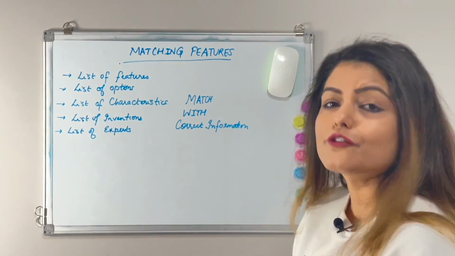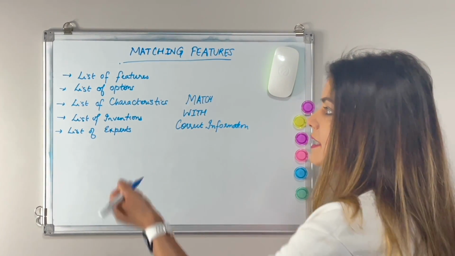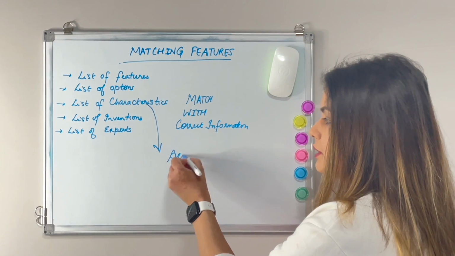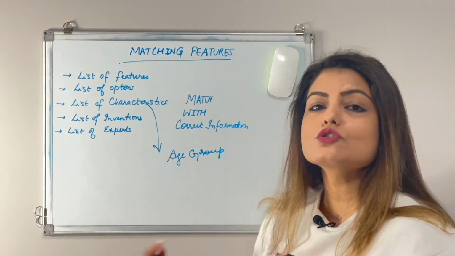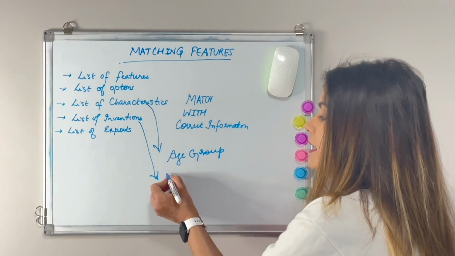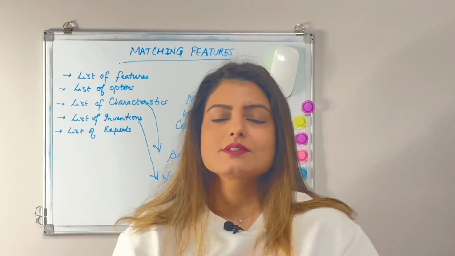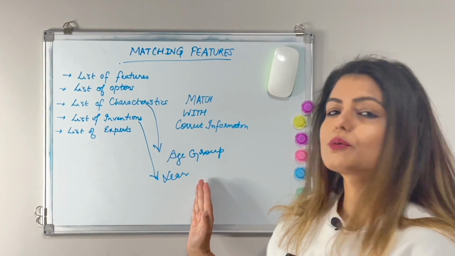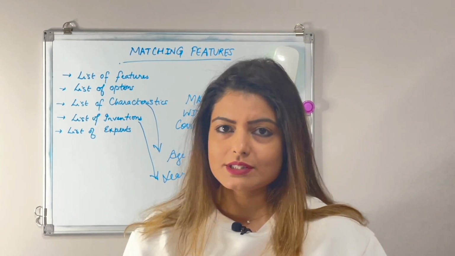So let's say, for example, you have been given a list of characteristics and then you have to match those characteristics with the right age group. And similarly, let's say you have been given a list of inventions and probably you have to match it with the right year. So you have to match this information with each other. Both these lists and the information would be given to you. You just have to go through the paragraph and match that information.